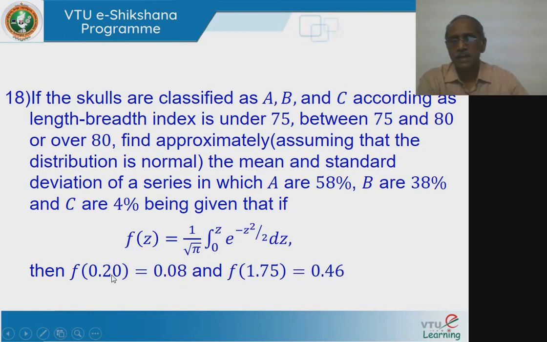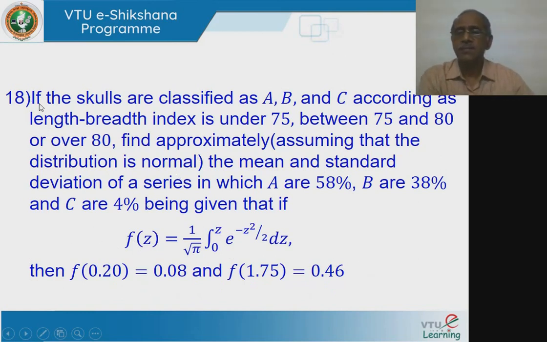That means the area between z equal to 0 and z equal to 0.2 is 0.08. The area between z equal to 0 and z equal to 1.75 is 0.46. So this is the given data. So we don't have to depend on the table. We have to make use of this data in this problem.